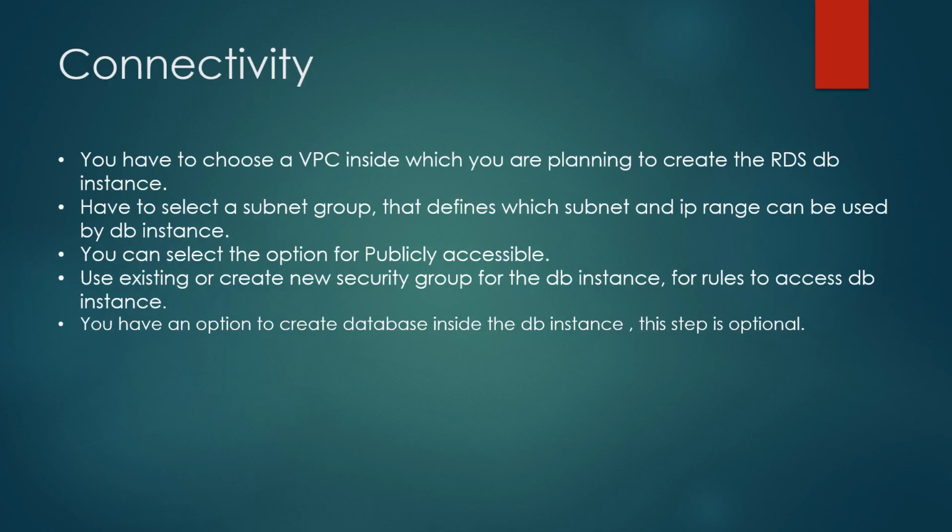When you are creating an RDS instance, you first have to choose the VPC in which the instance will be created, and then the subnet group. You can select the option to make this RDS instance publicly accessible. You can also create a database while creating the DB instance, but this is an optional step.